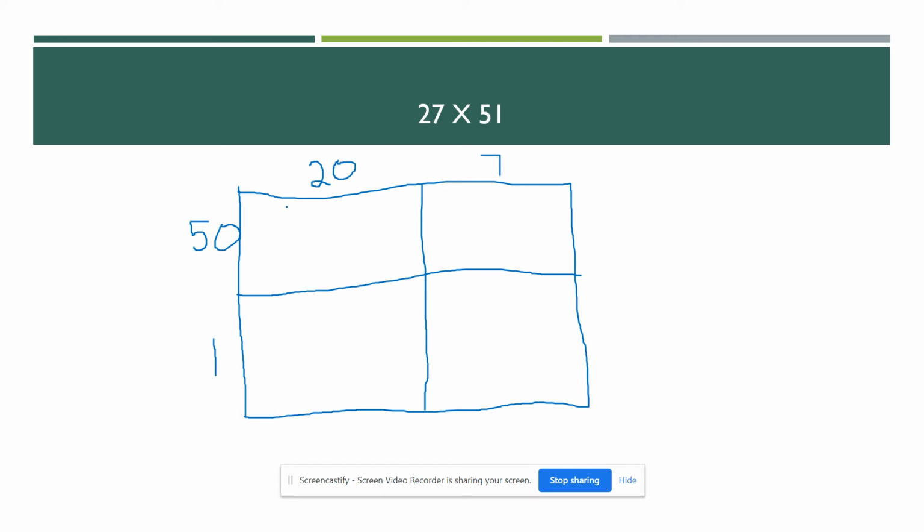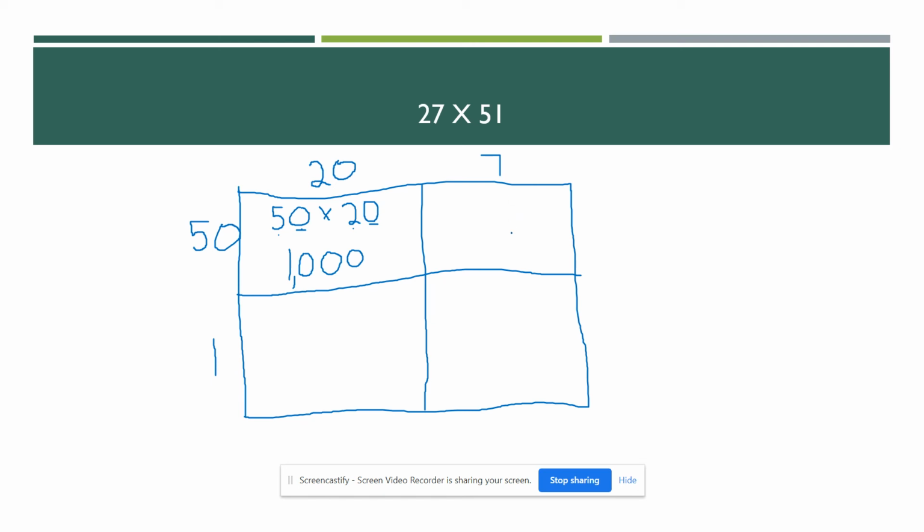And now I multiply what is on top by what is on the side. So 50 times 20 is where I begin. And again, that basic fact, 5 times 2 is 10. And then I tack on 2 zeros because there's 1 in 50 and 1 in 20. So that partial product is 1,000.